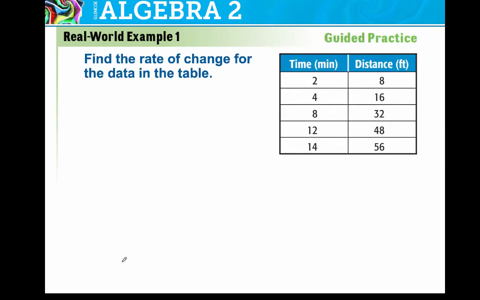Find the rate of change on the table. So you can look at a table. You do need to make sure that it's consistent. So I went up 2, and then I went up 4, and then I went up 4, and then I went up 2. And that's fine.